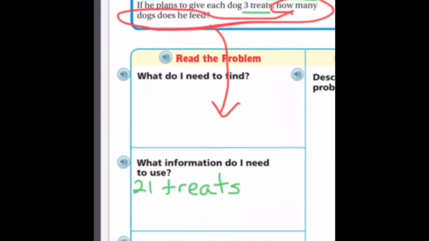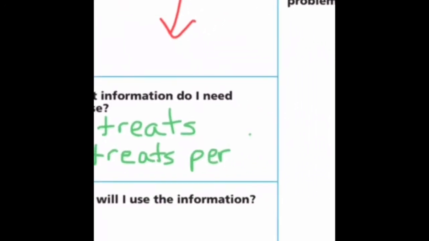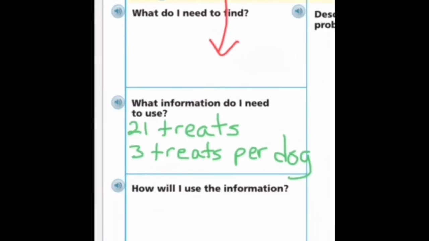Well, we know there are 21 treats. Okay, I know that part. And the other one was each dog gets 3 treats. So 3 treats per dog. That's the information I know. How will I use the information?